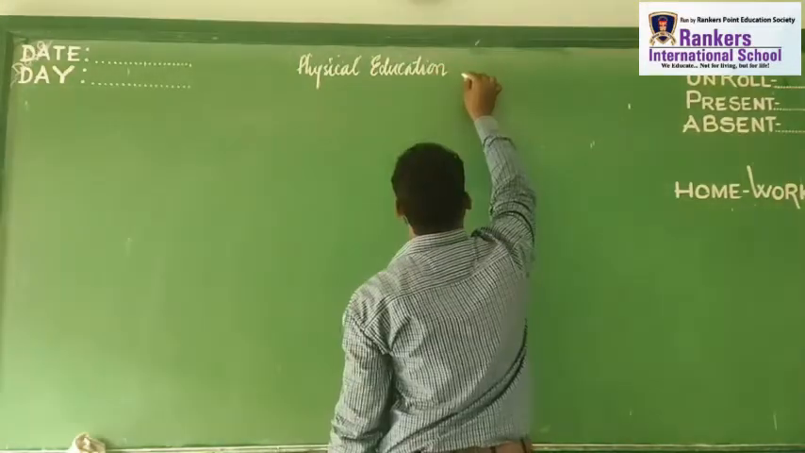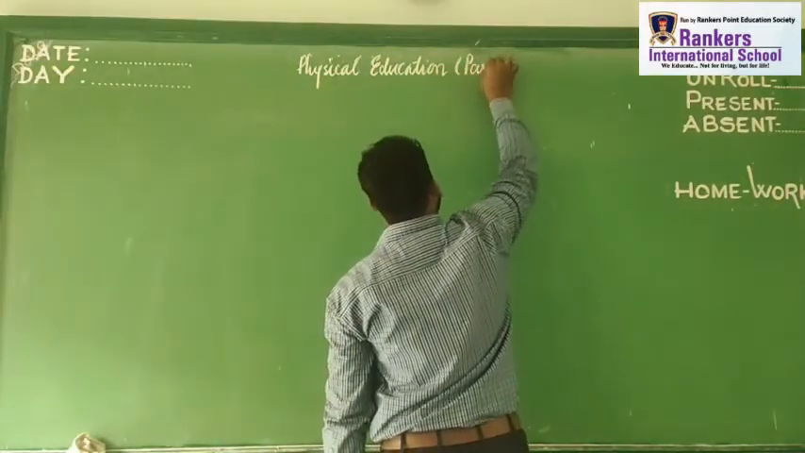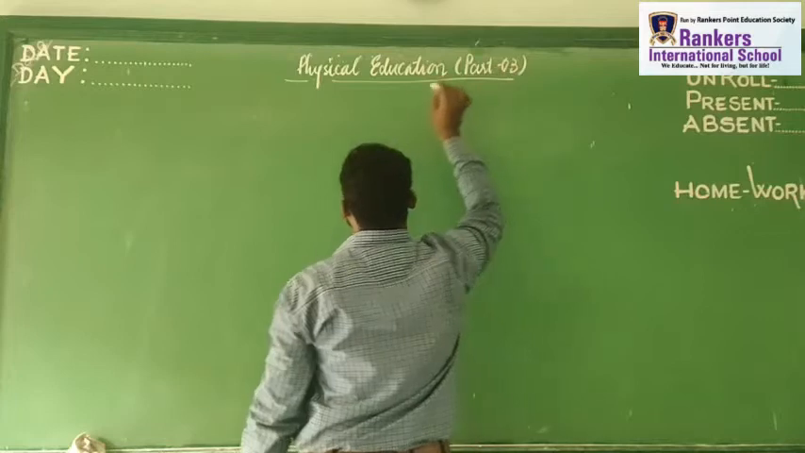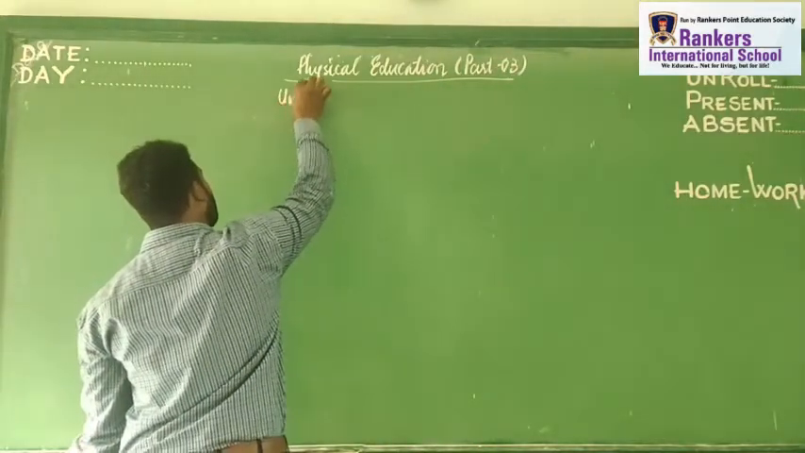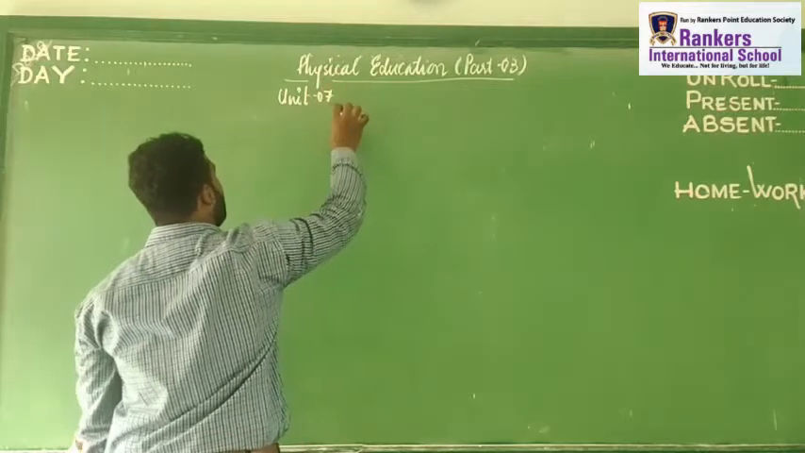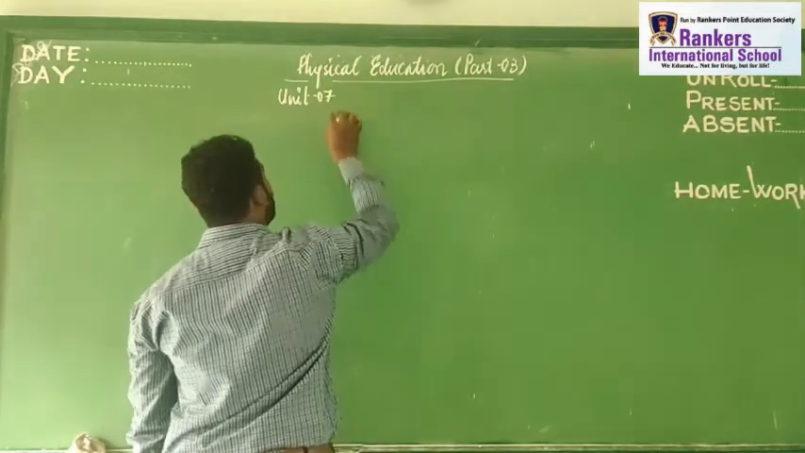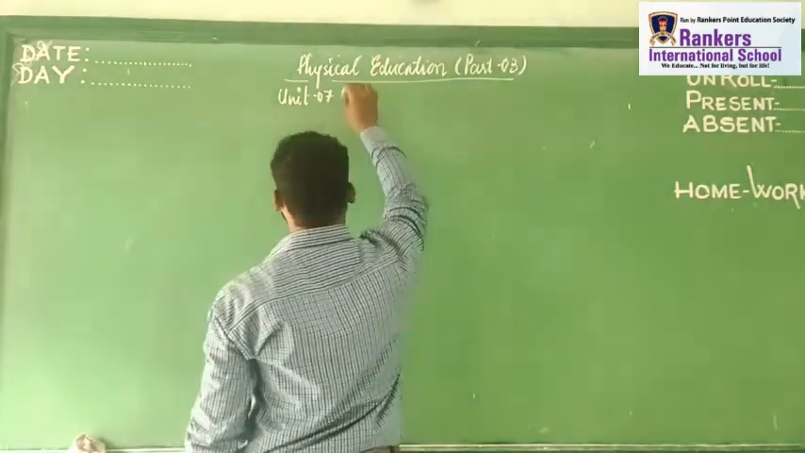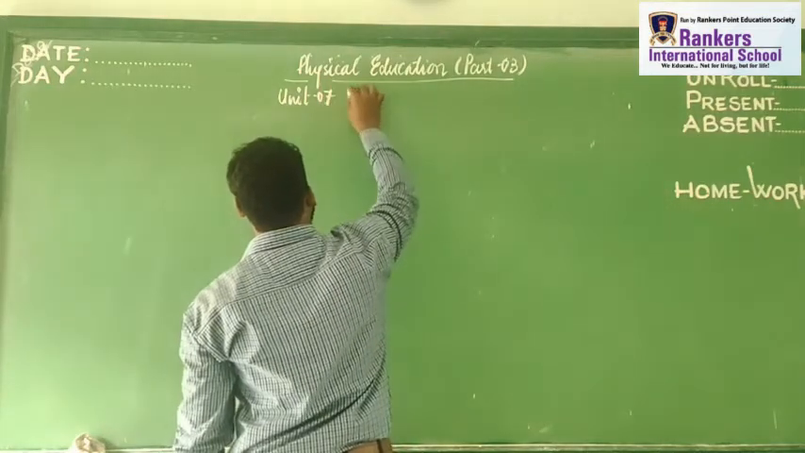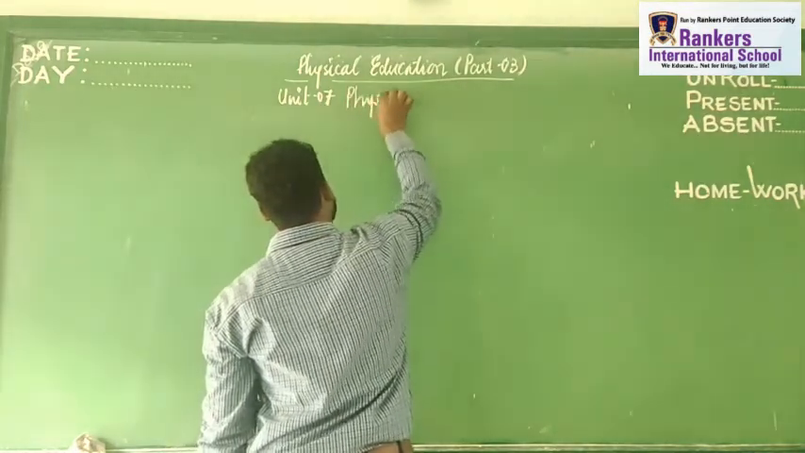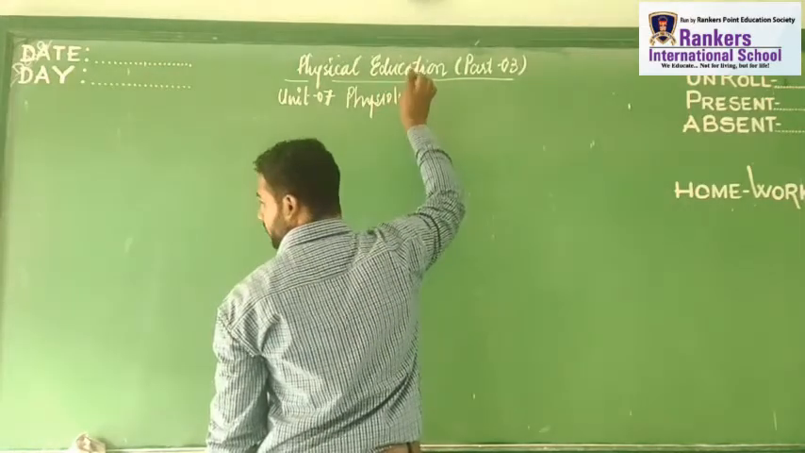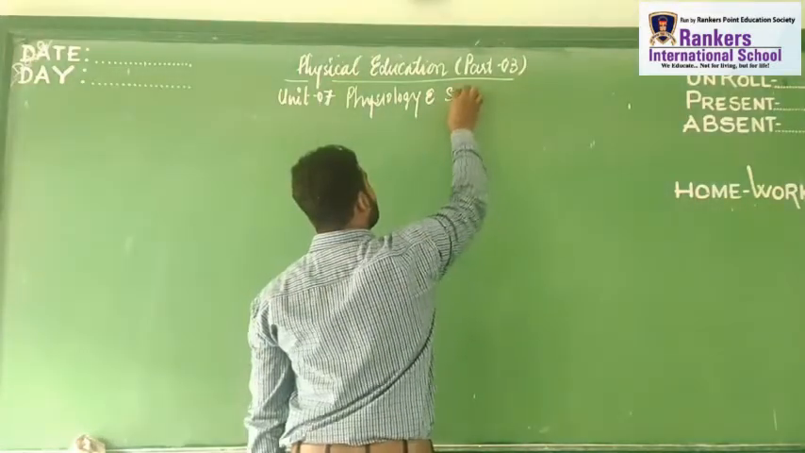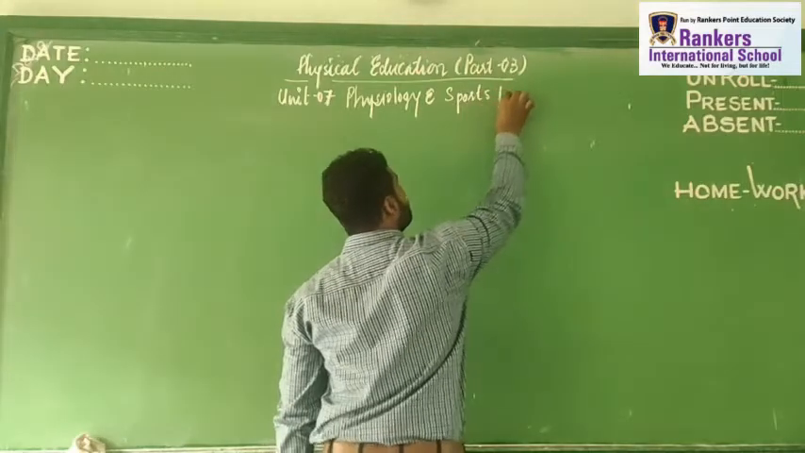Welcome to physical education. This is part 3 of this chapter. As you are aware, which chapter is going on? It's unit 7 of 8. What is the name? It's physiology and sports injury.